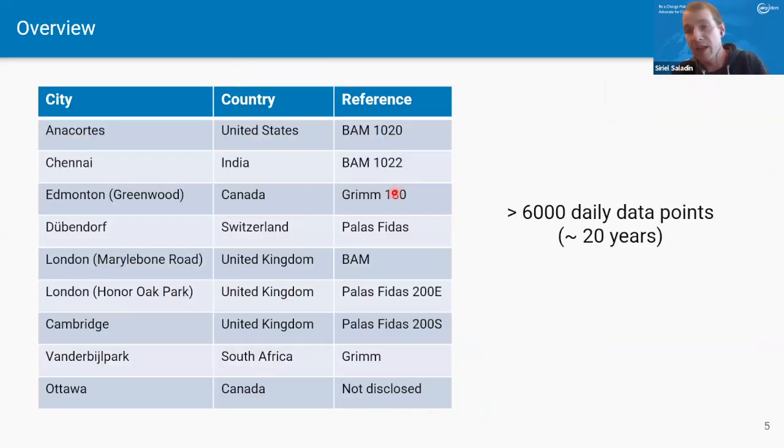So for this analysis that I'm presenting, we have looked into 9 locations on 4 different continents, Africa, Asia, Europe, and North America. And in total, we have more than 6,000 daily data points for PM2.5, where we have collocated reference data available. And in all these locations, these are outdoor open air monitors from AirGradient.